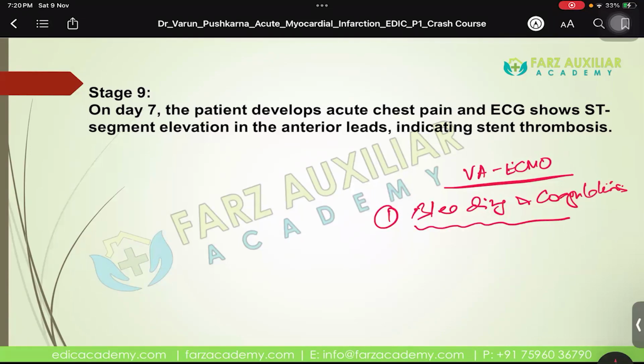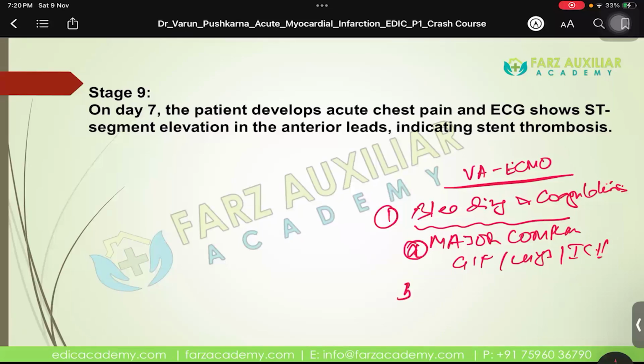So these are the major complications. Why? Because anticoagulation therapy will be required at all times. So bleeding can occur at the cannulation sites, into the GIT, into the lungs, and the patient also has a risk of ICH, intracerebral hemorrhage. Of course, along with bleeding as a major complication, other complications can be heparin-induced thrombocytopenia.